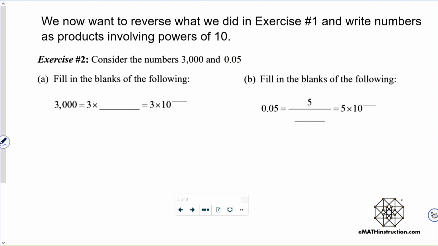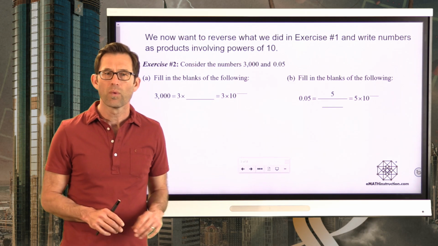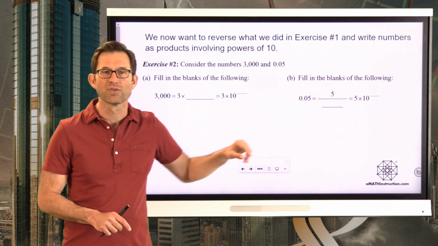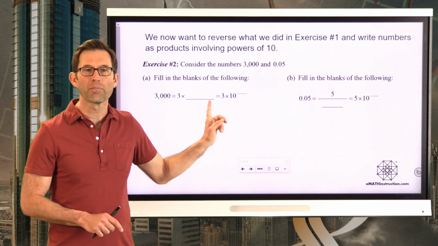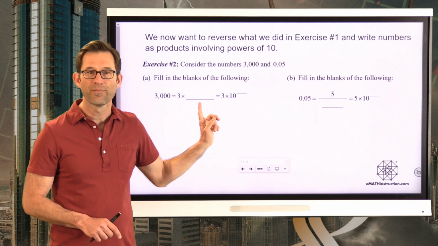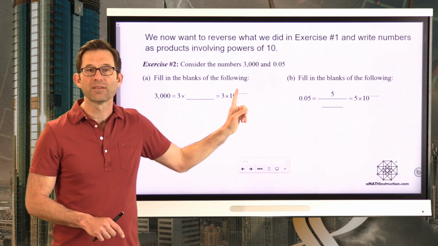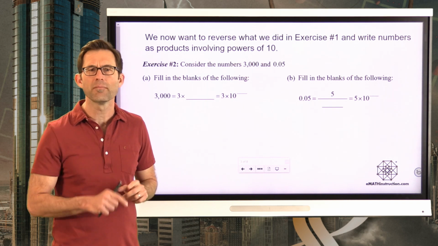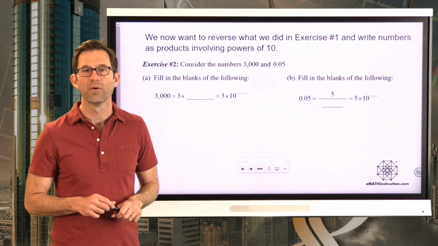Letter A, all right, says fill in the blanks of the following. Okay, so what I'd like you to do, this one's a little bit more challenging. See if you can fill in whatever blank should be here. So 3,000 is equal to 3 times what? And then that's 3 times 10 raised to the what? So go ahead and play around with that for a second. Pause the video now.